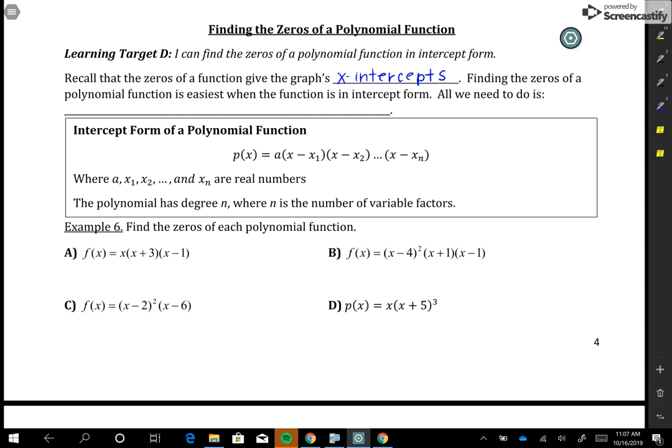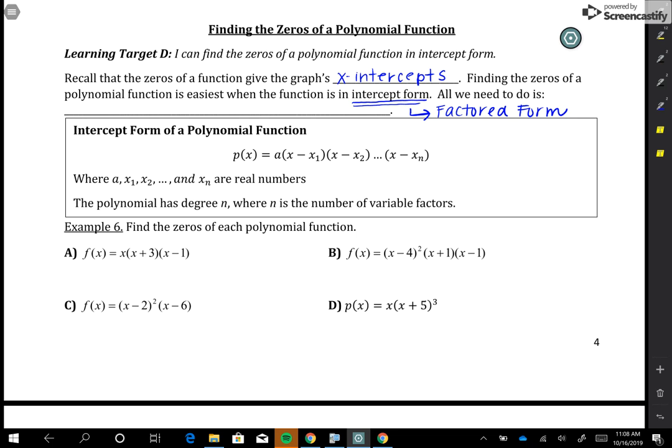So intercept form, we've actually looked at before. Another word for it that we may be used to is factored form. So we've been talking about standard form quite a bit, and standard form is when it's all multiplied out and we just have single monomials added together. Well, factored form or intercept form is when we have factors in parentheses with x variables in them being multiplied together.